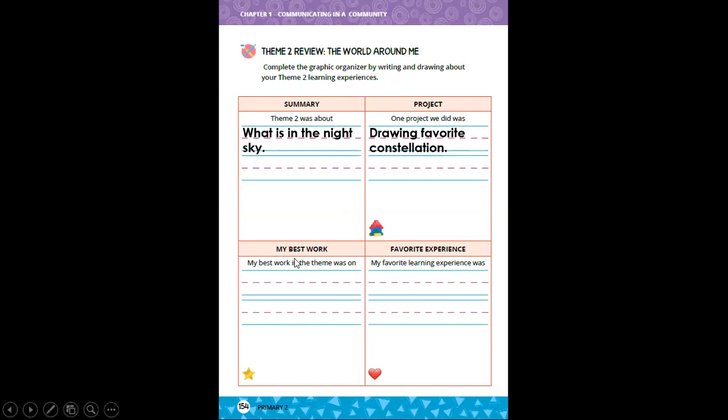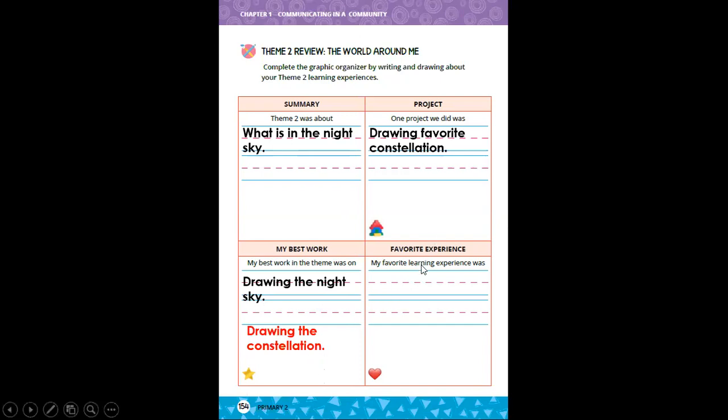What was our best work? Our best work was drawing the night sky. You were all amazing in drawing this night sky. And also drawing the constellation. Do you remember the Orion? Do you remember the Sirius? Excellent, I know you remember.